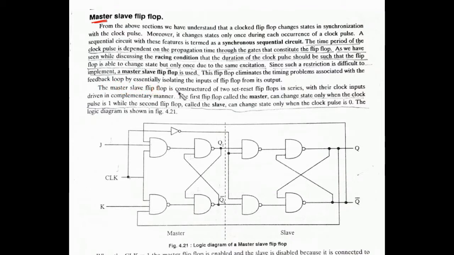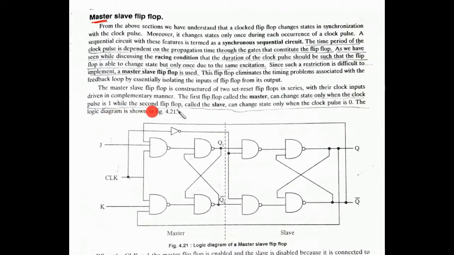The master-slave flip-flop is constructed of two set reset flip-flops in series, or we can say two SR flip-flops in series, with their clock inputs driven in the complementary manner. The first flip-flop is called master. Master can change state only when the clock pulse is 1, while the second flip-flop is called slave. Slave can change state only when the clock pulse is 0.